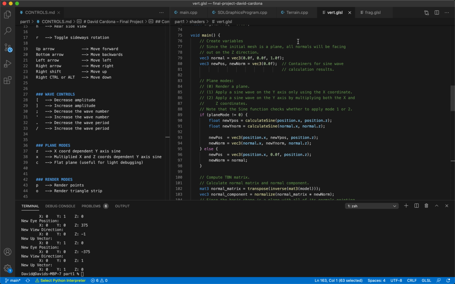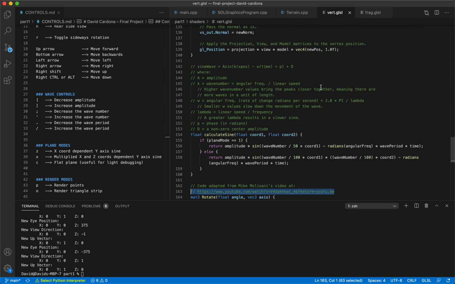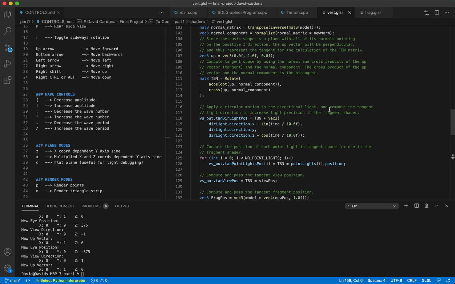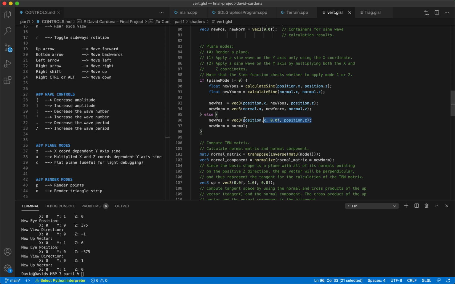The vertex shader first defines all normals pointing outwards in the z direction. We then calculate the sine for the y position based on the x and z positions. Same for the normal. There are two render modes between the sine. Well, there are actually three render modes, but the third one is a flat plane, which can be seen right here, and this is used for debugging and making sure that all lights are placed in the right place.